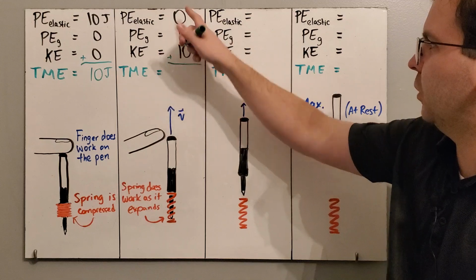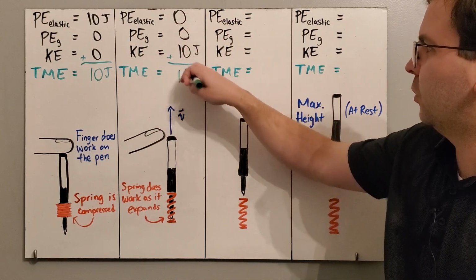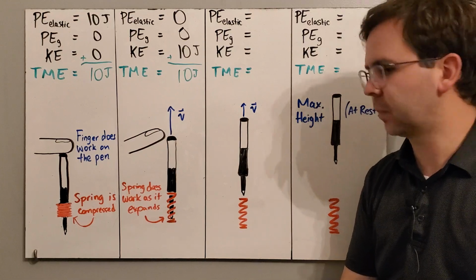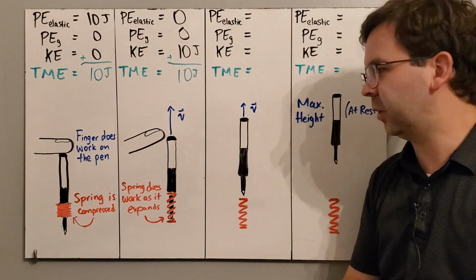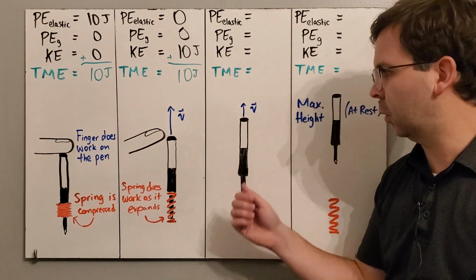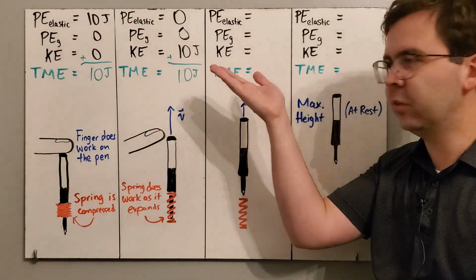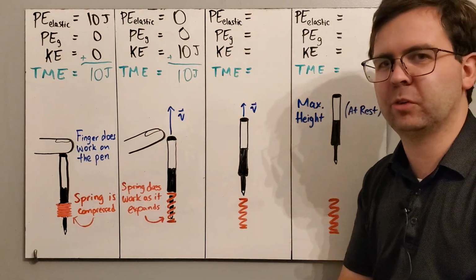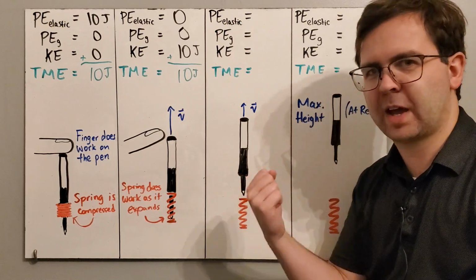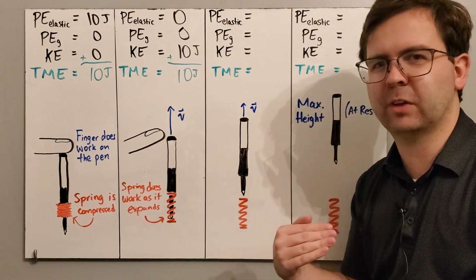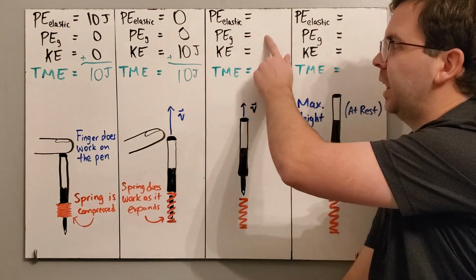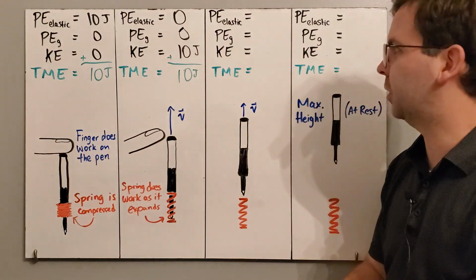If we add up 0 plus 0 plus 10, we still have 10 joules of total mechanical energy. Now, it gets interesting: as the pin continues to rise, it's going to go higher and higher, so it's going to be gaining gravitational potential energy, but it's also going to be getting slower and slower because gravity is acting downward on it and decelerating it.